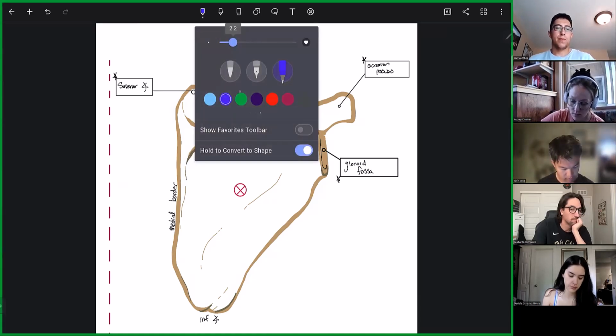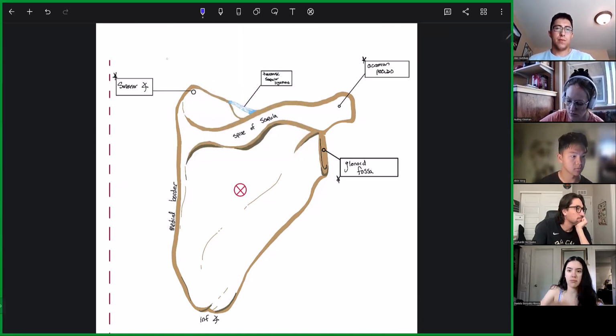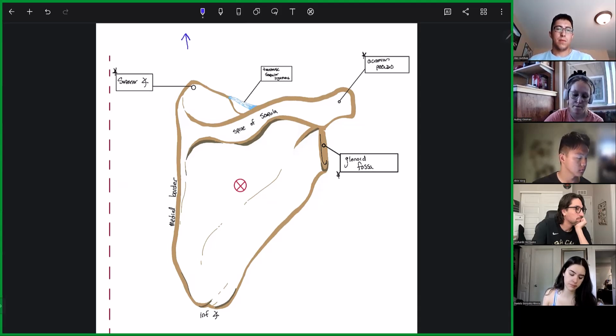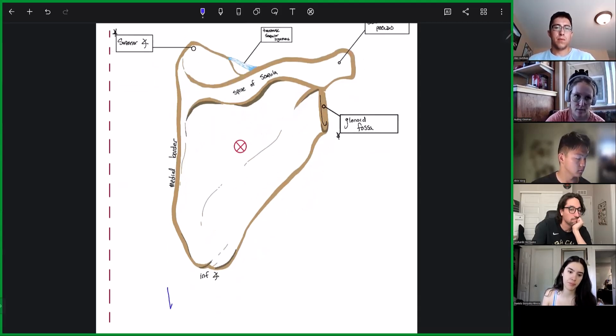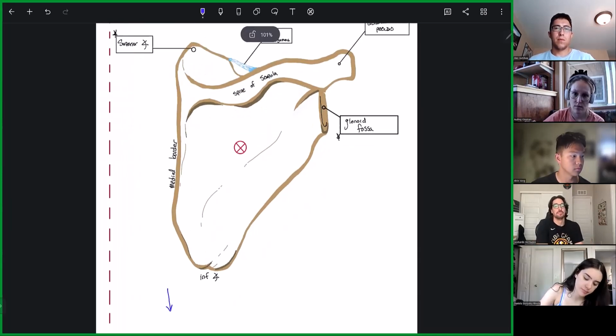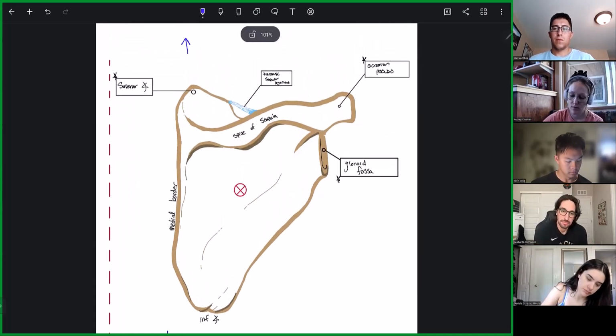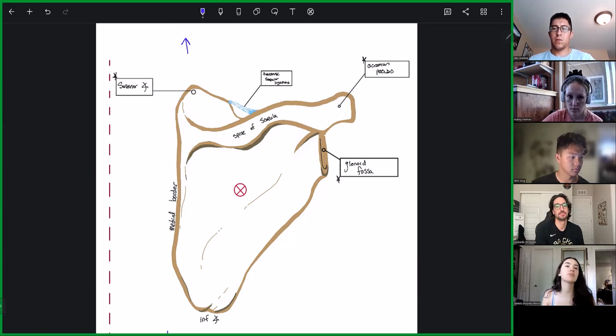So I'm going to put some arrows on here. We could move this whole thing up or we could move this whole thing down. What muscles move this up? Alvin, can you name a muscle that moves the scapula in elevation?